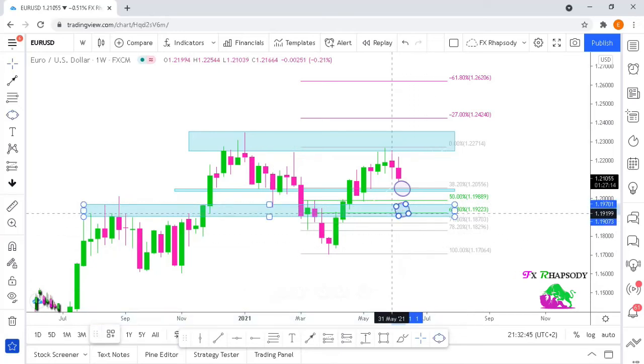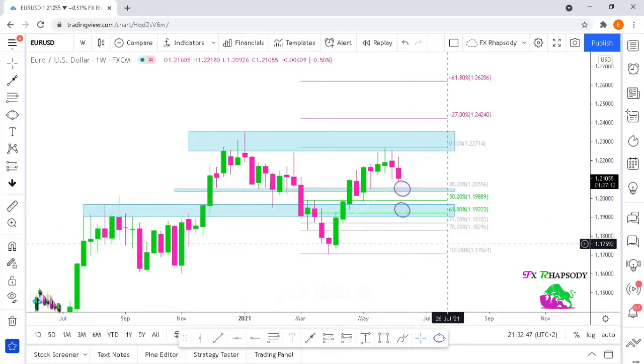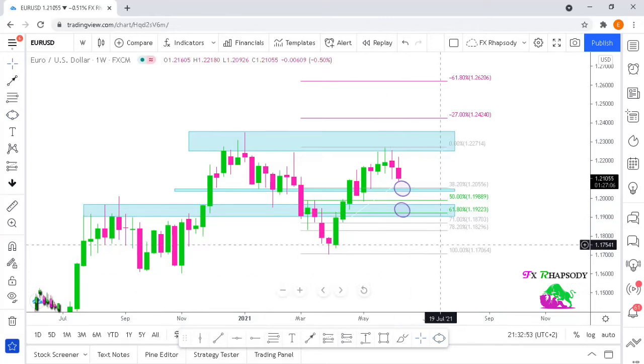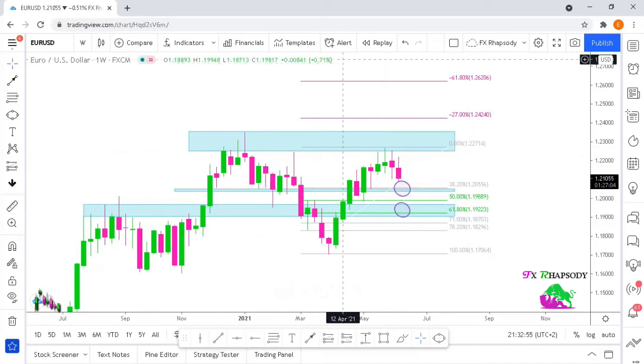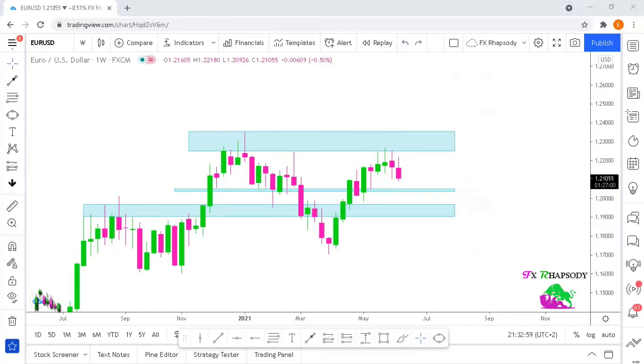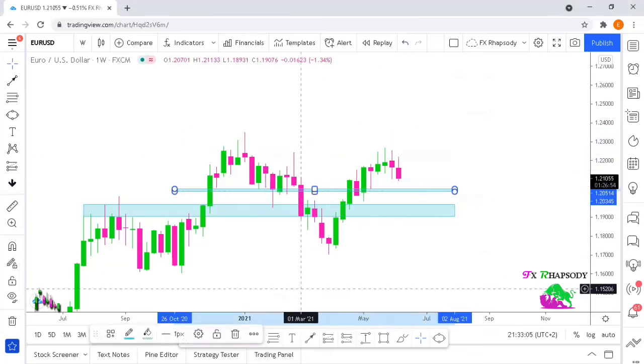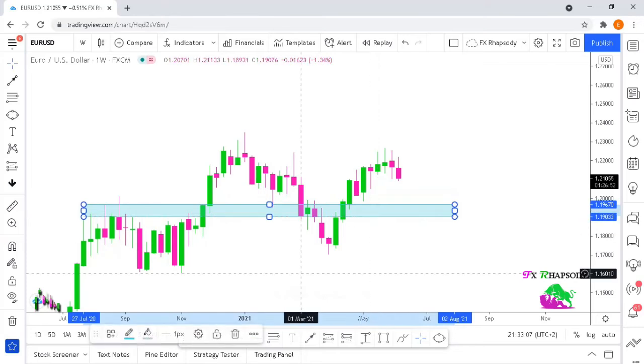Again, 50%, 61%. Does it look familiar? Fibonacci is honestly powerful, guys. We must never forget about the Fibonacci. So those are the key areas that I'm looking at on a weekly time frame. So let's drill down to the daily.